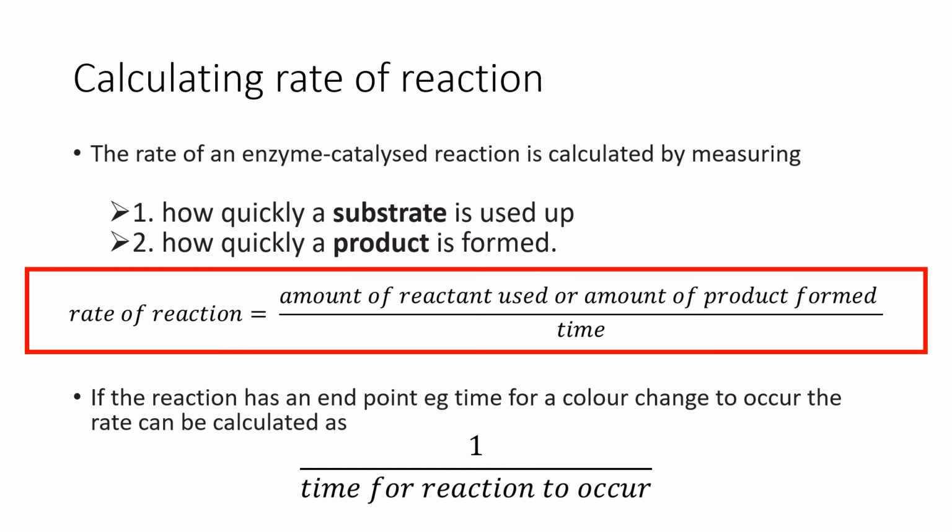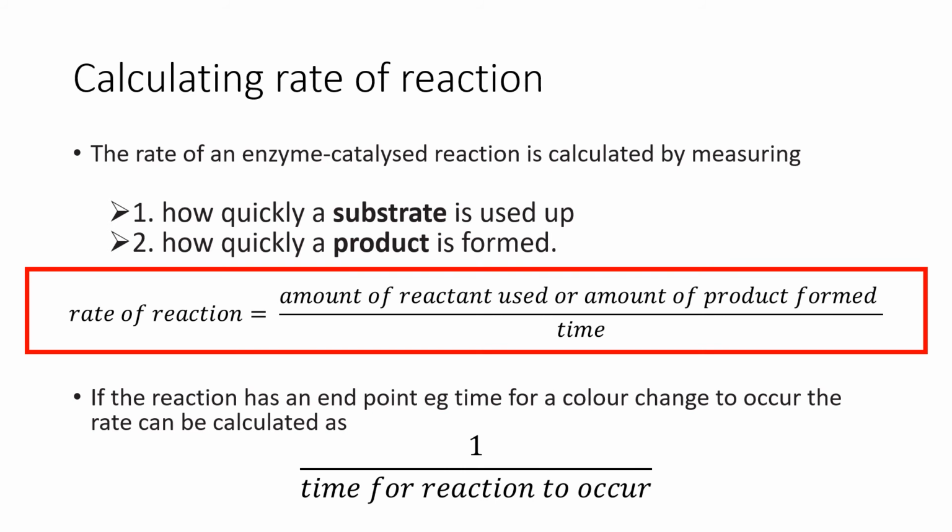One of the questions you might get around this topic is a calculation question asking you to work out the rate of a reaction, and then quite often they'll ask you to put that into a graph. Now, in terms of rate of reaction, there's two main ways that you can calculate the rate of a reaction in enzyme reactions. The first way is you calculate how quickly substrate is used or how quickly a product is formed. And you do that by getting the amount of reactant used and dividing that by the time, or you get that by the amount of product formed and divide that by the time.